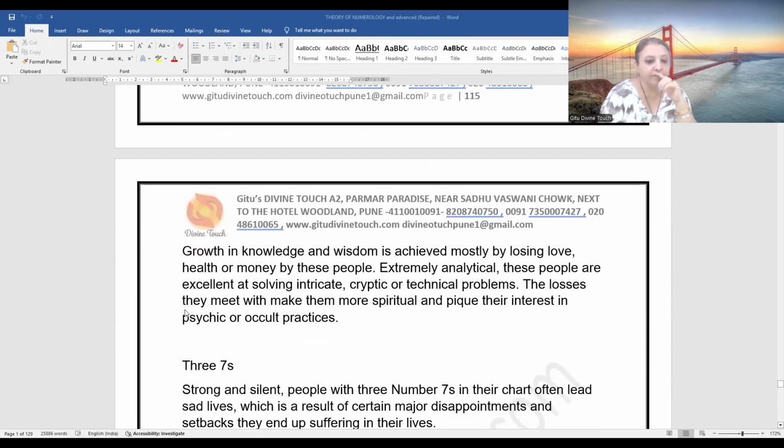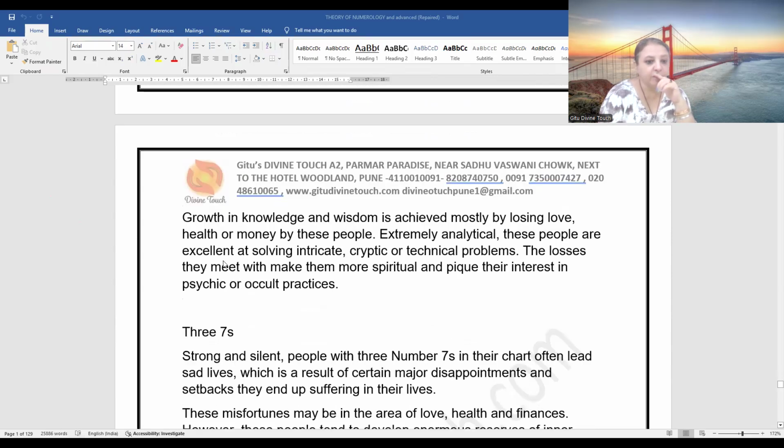2 7. I have 2 7 in my date of birth. Growth in knowledge and wisdom is achieved mostly by losing love, health, or money by these people. Extremely analytical, these people are excellent at solving intricate, cryptic, or technical problems. The losses they meet with make them more spiritual and pique their interest in psychic or occult practices.